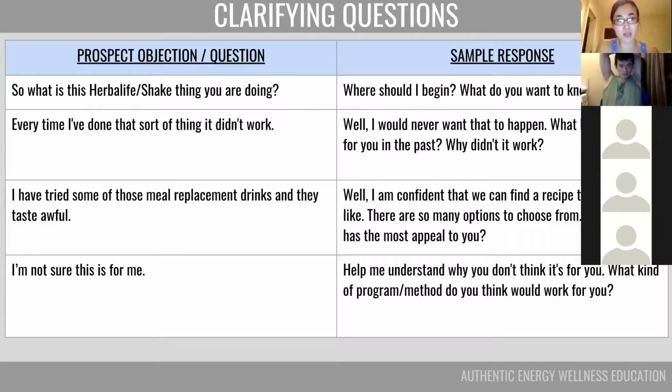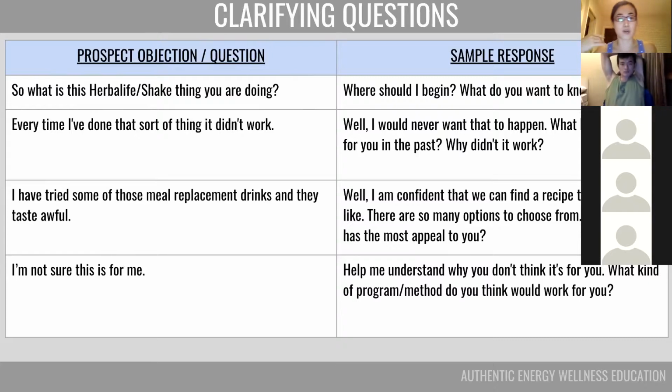For example, "What's this Herbalife or this shake thing you're doing?" This is my example of how to clarify the question. You can say, okay, what do you want to know? Where should I begin? Ask them, why are you curious about the shake I'm drinking? Is it because you are also looking for some kind of shake as a solution? Or, what do you know about Herbalife? We can ask them that question to understand where their concern comes from.